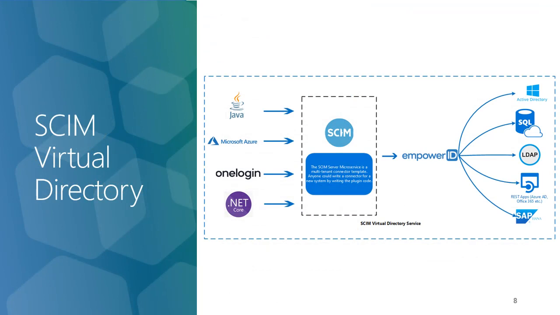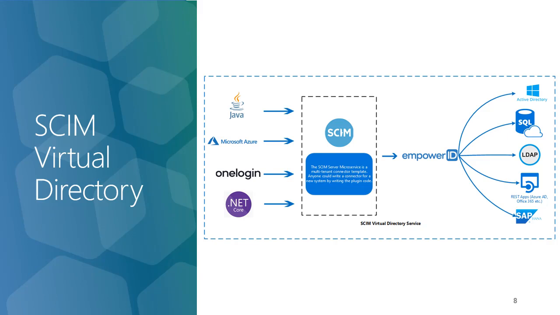EmpowerID took this unique technology and also extended it for the world's first SCIM virtual directory. Basically, the SCIM virtual directory is a SCIM-compliant microservice where the connector plugin is for EmpowerID itself. Now, EmpowerID is an identity warehouse, which means that EmpowerID has person objects and roles that are unique to the EmpowerID system. These, of course, are exposed as SCIM-compliant users and groups.